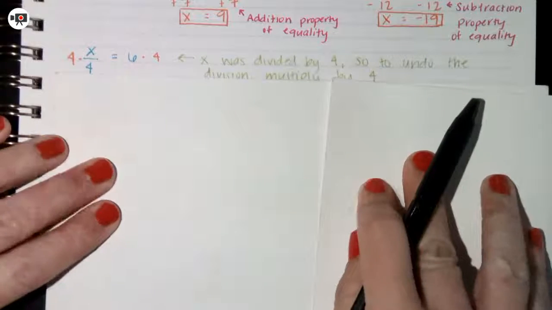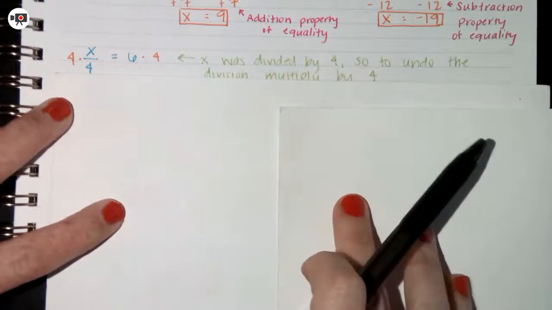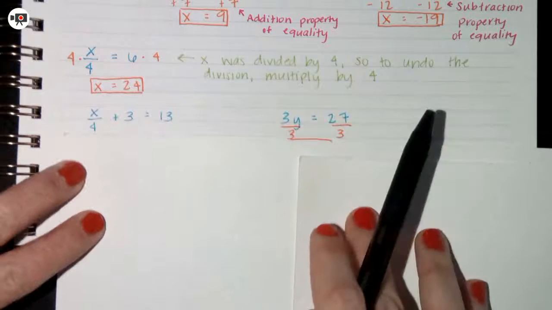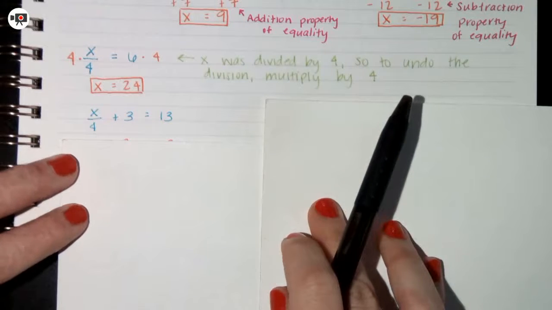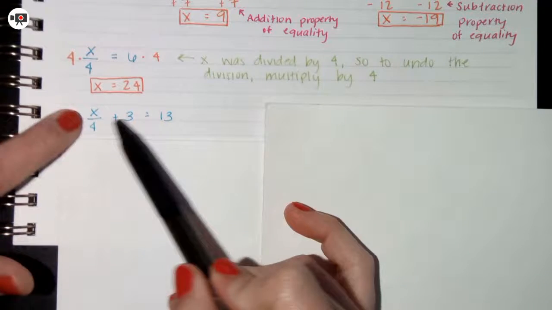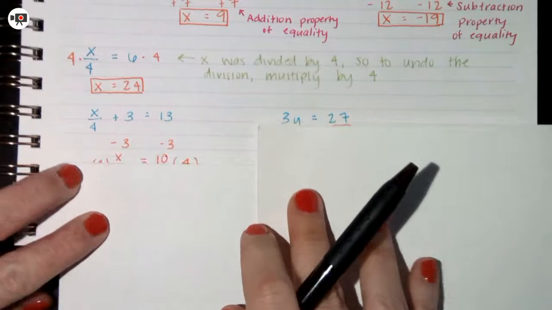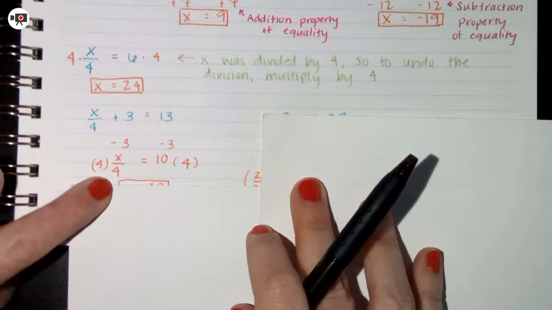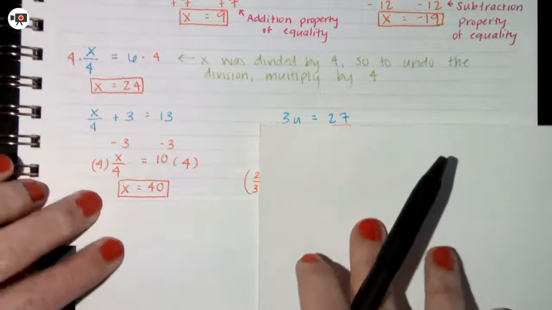Here we have x over 4 equals 6. To get x by itself, we need to do the opposite of dividing, so we're going to multiply each side by 4 to get x equals 24. And we have x over 4 plus 3 equals 13. I'm going to work from the outside in towards this variable. So that is subtracting 3 on each side to get x over 4 equals 10. And then to undo this dividing by 4, you need to multiply each side by 4 to get x equals 40.